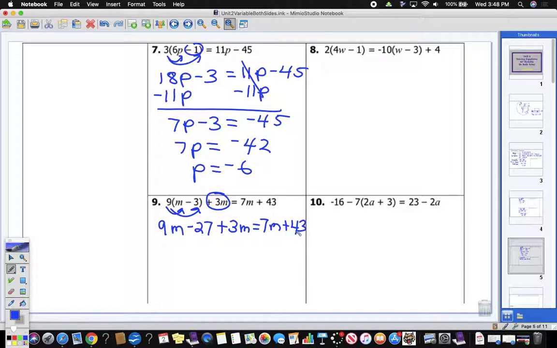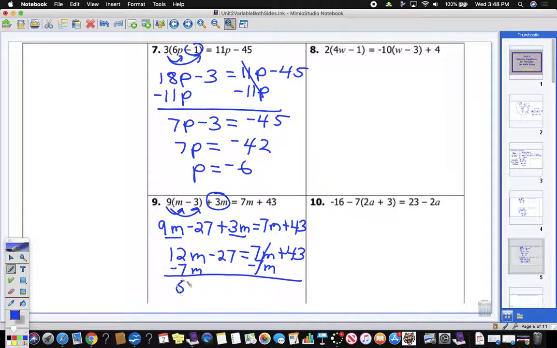Now on the left side, is there like terms? There are. Remember, look at the sign in front. 9m plus 3m is 12m, and then minus 27 equals the 7m plus 43. All right, get all the m's on one side. So pick on the small one. We'll subtract 7m. And these cancel. So I have 5m minus 27 equals the 43.